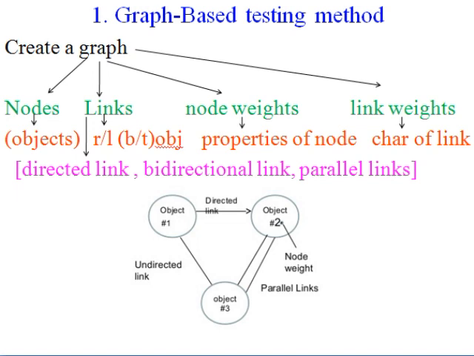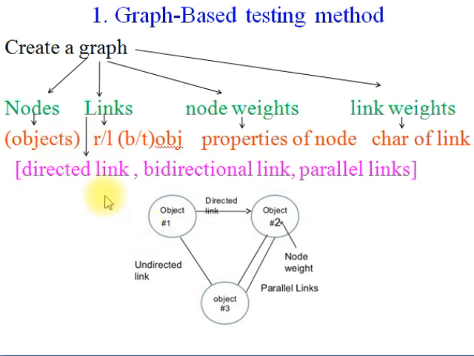A graph is constructed with the help of nodes and edges. Here our nodes are nothing but objects, and objects are nothing but your inputs and outputs. How your input is converted into your expected output is what graph based testing shows. Object 1 is an input, object 2 is an output produced based on object 1, and object 3 is an output produced based on the input object 2.